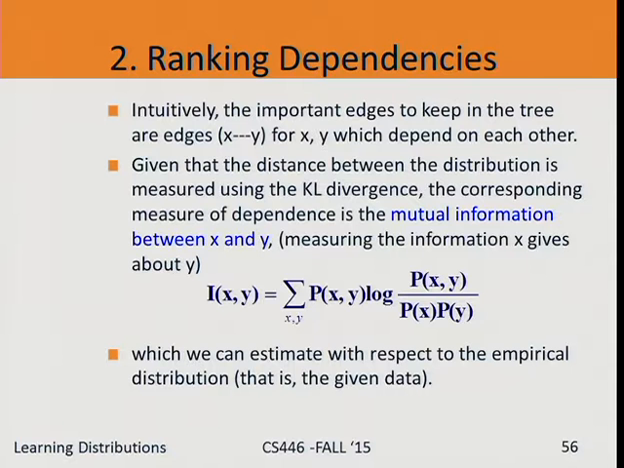Basically, it's some notion of dependence between x and y, right? Because if x and y are independent, what's going to happen? The ratio here is going to be equal to 1, so the contribution to the sum is going to be 0. Other than that, it just measures some notion of dependence between x and y, so it's something that makes sense to do. And what we're going to do is take the data and compute this on the data that we've sampled.